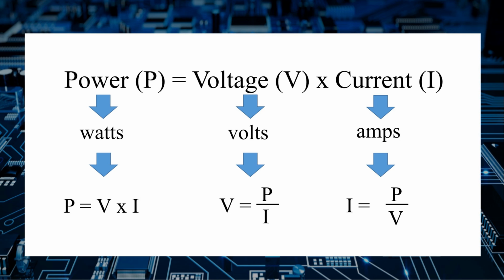Ohm's law also relates power, current, and voltage. And again, given any two, we can calculate the third. Power equals voltage times current. And if we rearrange for voltage, voltage equals power divided by current. Rearranging for current is that current, I, equals power over voltage. So let's look at an example.